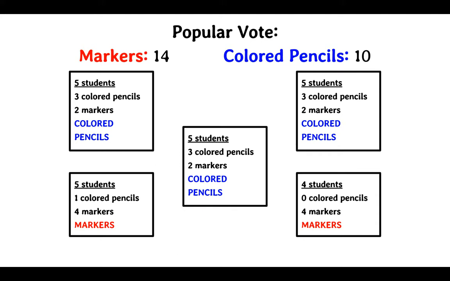And you say, like, what kind of math is this? This doesn't make any sense. How can the minority beat the majority? Well, that's the system we have for our presidency. And believe it or not, recently in 2016, as well as in 2000, we saw this happen.